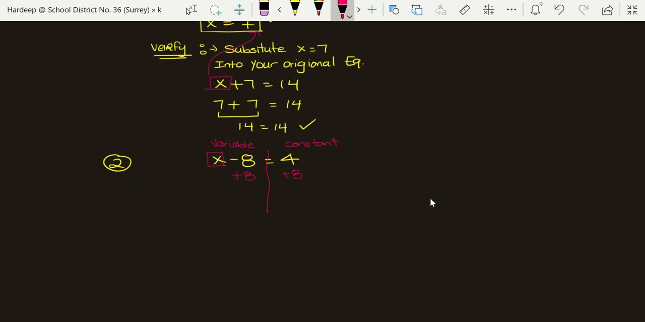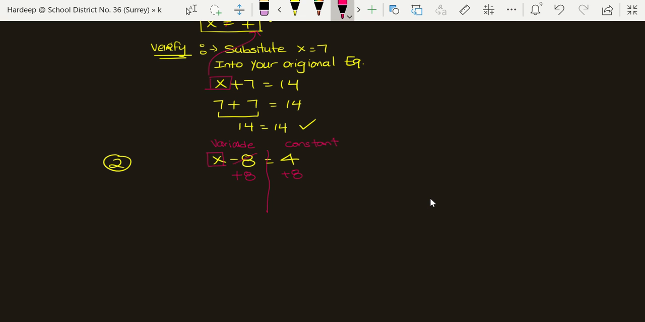One thing, you always do the inverse. You want to get rid of that number from whichever side you pick, so we always do the inverse of that. If it's addition, we do subtraction. If it's subtraction, we do addition. If it's multiplication, we do division. If it's division, we do multiplication. In the next video, I will do some multiplication and division questions.